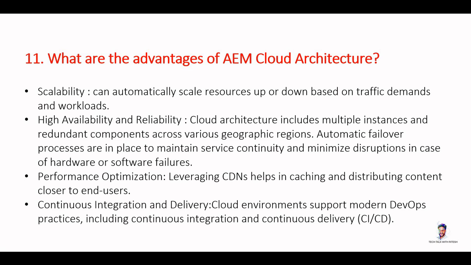So the advantages of AEM cloud architecture give all cloud related features, cloud advantages, right? For example, scalability: it can automatically scale resources up or down based on traffic demands and workloads. If you do not understand what scalability is, I have created another playlist for it inside AWS architecture. But scalability is nothing but you have resources. For example, whenever your request goes to a server, the server serves that request. For example, an EC2 instance is one of the servers which serves the request, right?